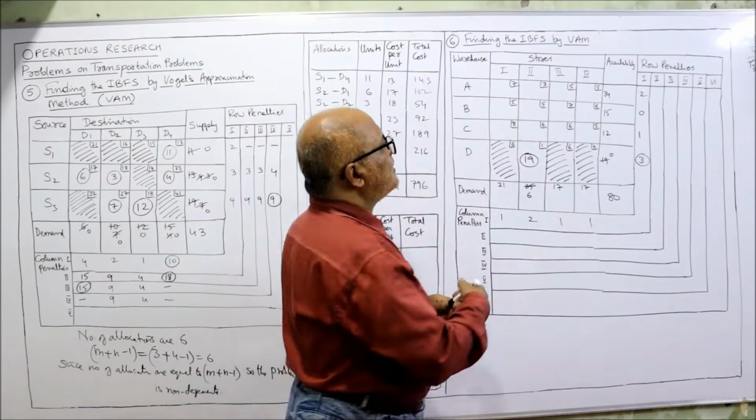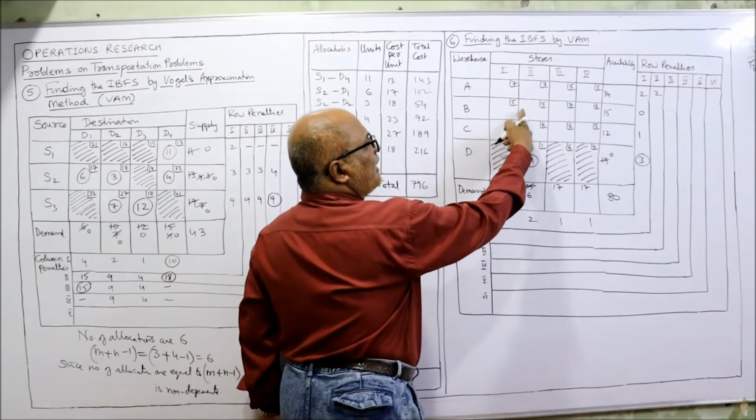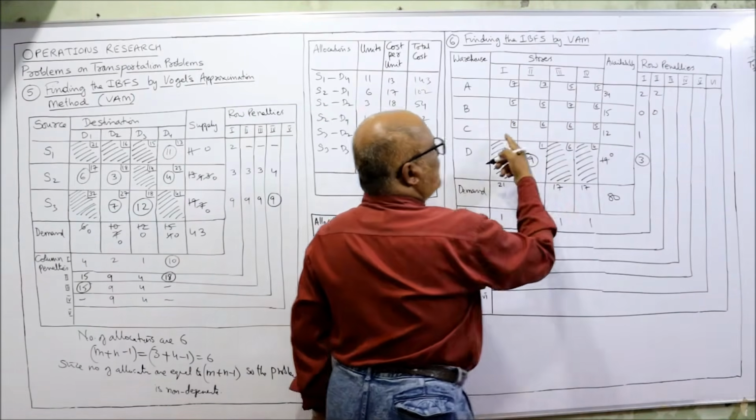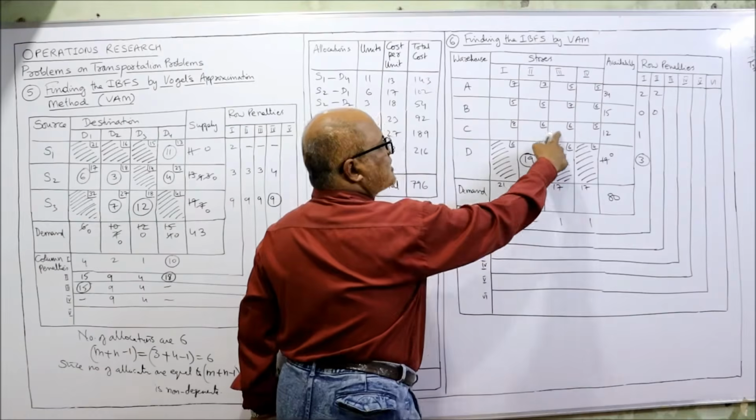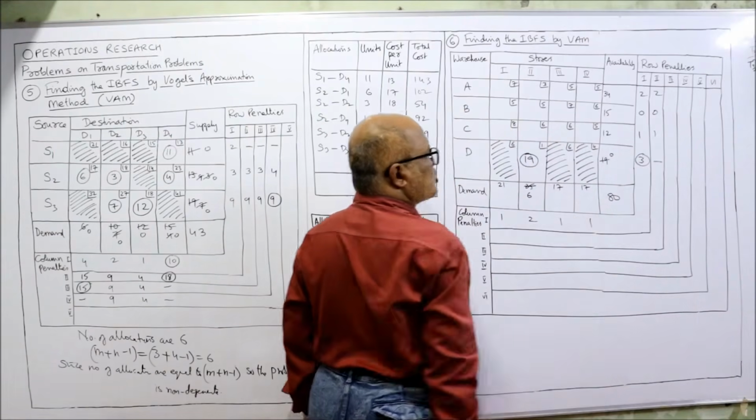Next minimum 5. 5 minus 3, 2. Minimum is 5. Next minimum is 5. 5 minus 5, 0. Minimum is 5. Next minimum 6. 6 minus 5, 1. This is already exhausted. Put a dash.